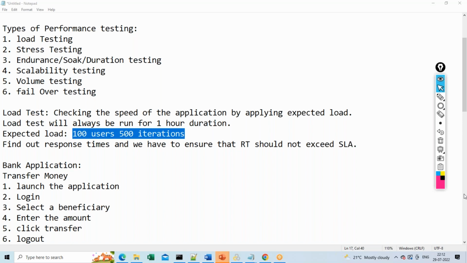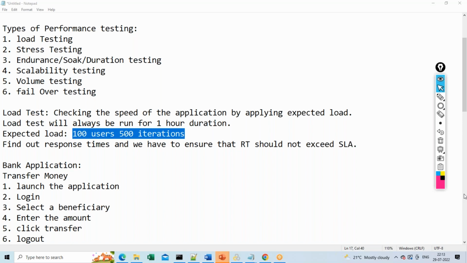See, either you can go with stress or scalability, because either way you are only increasing the load. But in scalability, the client is explicitly telling you what the future growth is. In stress, the client is not going to say anything. The client will just say apply the stress, so we need to keep on adding the load.